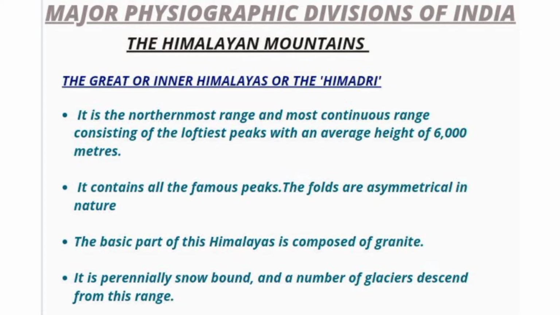It is the northernmost and most continuous range, consisting of the loftiest peaks with an average height of 6000 meters. It contains all the famous peaks. The folds are asymmetrical in nature. The core part of this Himalaya is composed of granite. It is perennially snowbound and a number of glaciers descend from this range.